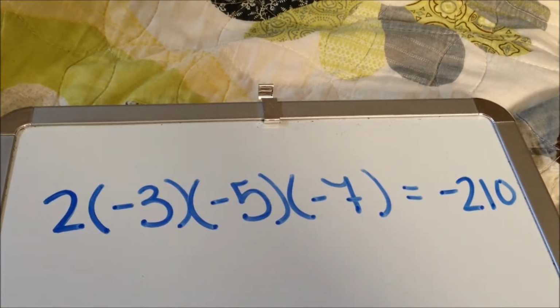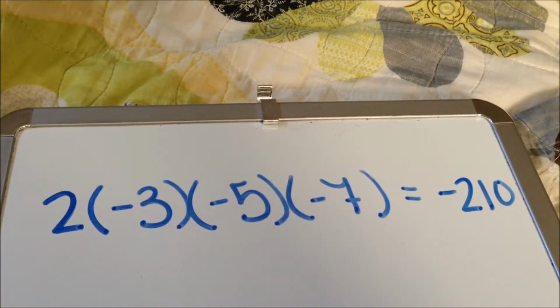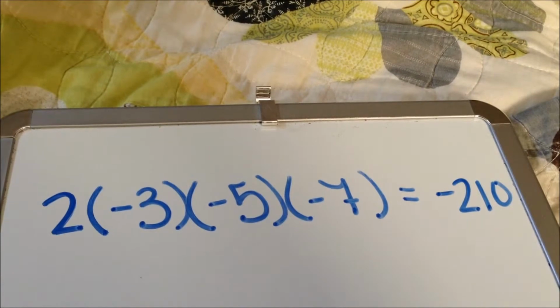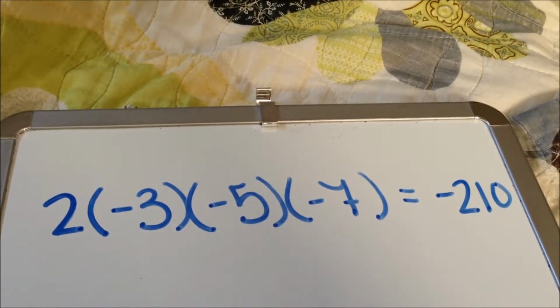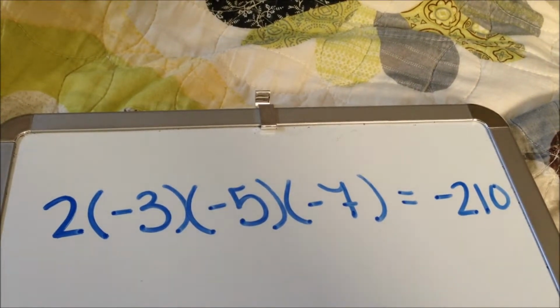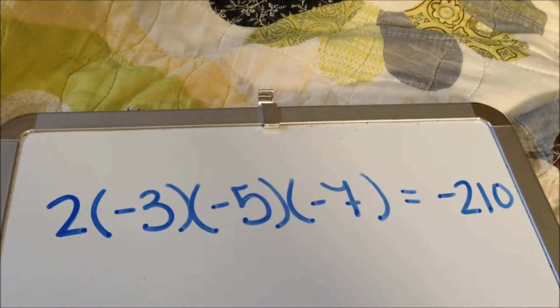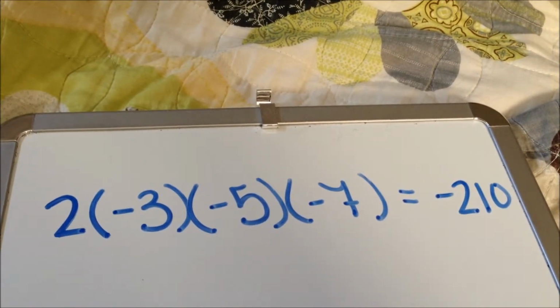If we work from left to right, we will end up with 2 times negative 3, which gives us negative 6. Negative 6 times negative 5 gives us positive 30. And then positive 30 times negative 7 gives us negative 210.